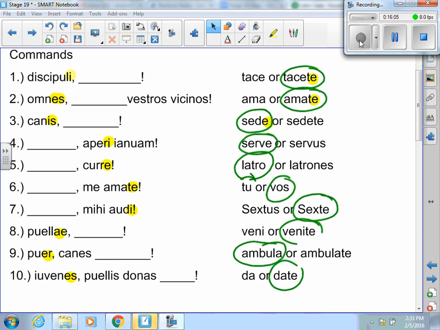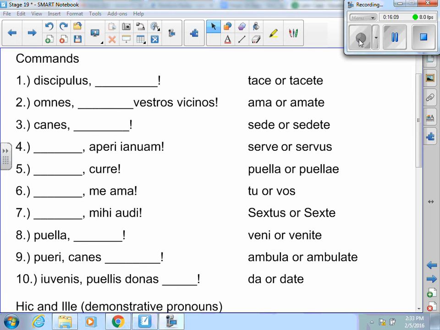Okay, here, same thing. I changed things around a little bit. Go through and see if you can tell whether to use the singular or plural imperative, or the singular or plural vocative. Here I've highlighted all of my decision makers: the us in scipulus, omnes, canis, the i in aperi, the e in cura, the a in ama, the audi, the a in puella, the i in pueri, and the is in uenus. That tells me whether it's singular or plural. That way I can decide whether to choose singular or plural on the right-hand side.